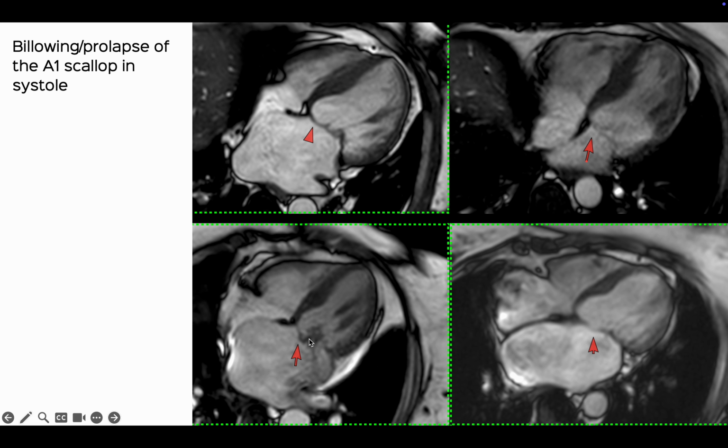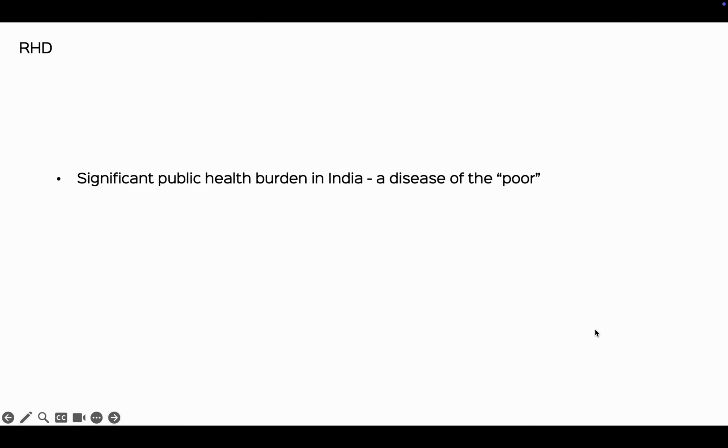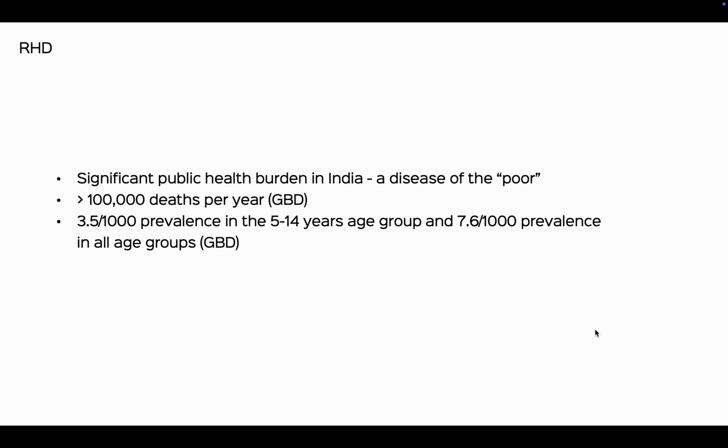So here you can see how it's prolapsed, and in fact, you'll see that even the coaptation point is almost into the left atrium or at the level of the annulus, and this is very mild here. This is rheumatic heart disease, and I'm sure you made that out already. It's a disease of the poor, a significant public health burden, and I think it's important to know this. It's responsible for almost 150,000 deaths per year across all ages.